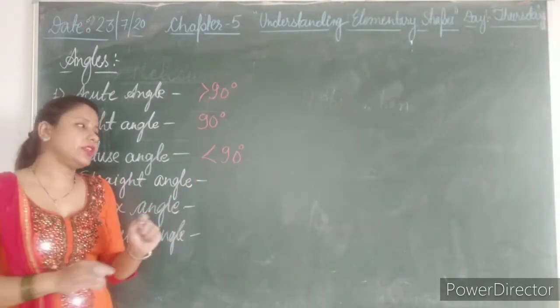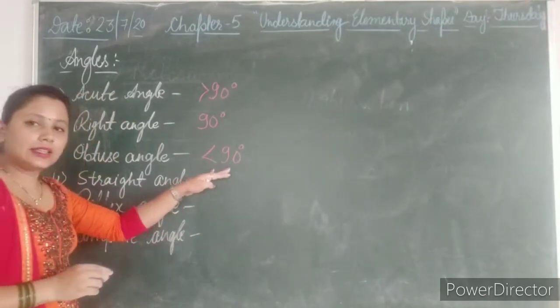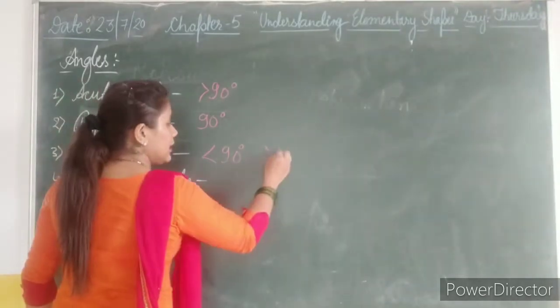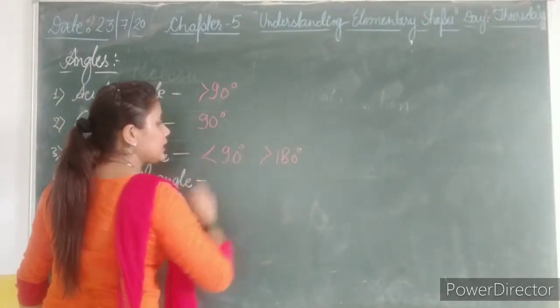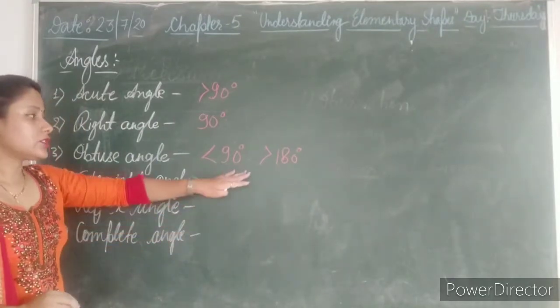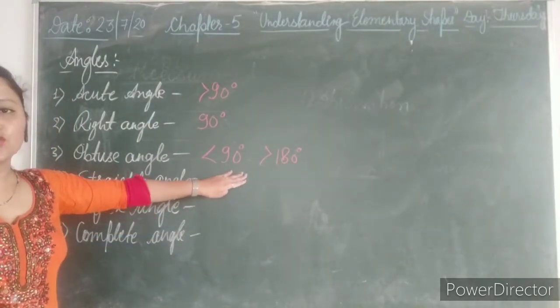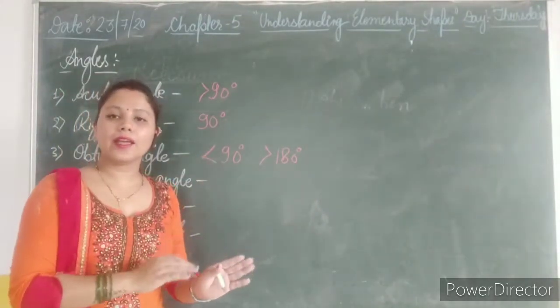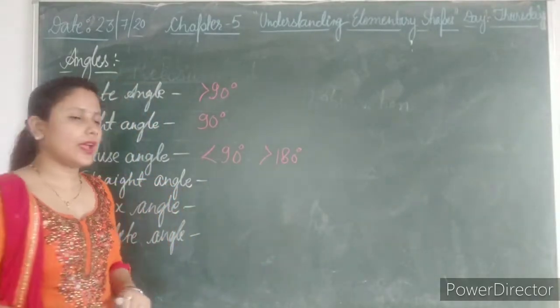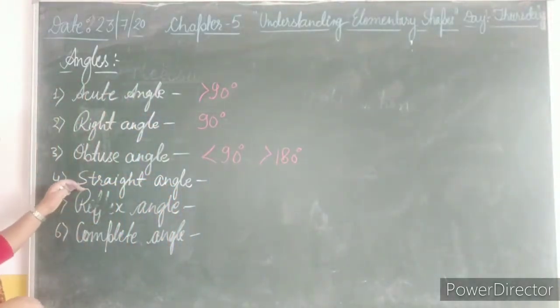But one more thing, an angle which is greater than 90 degrees but less than 180 degrees. Clear? So that is your obtuse angle, which is bigger than 90 degrees and smaller than 180 degrees. Next is straight angle.